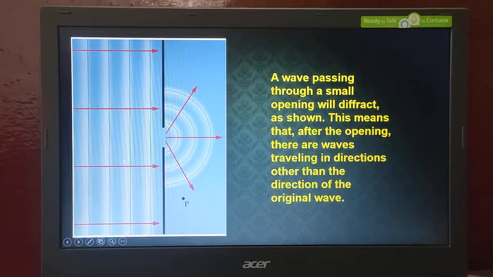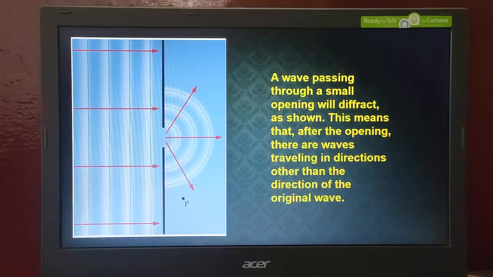Here we have plane wave fronts. As those plane wave fronts pass through a gap, we will get different directions of light rays. Okay, we may call this a spherical wave front or we may call that a cylindrical wave front.